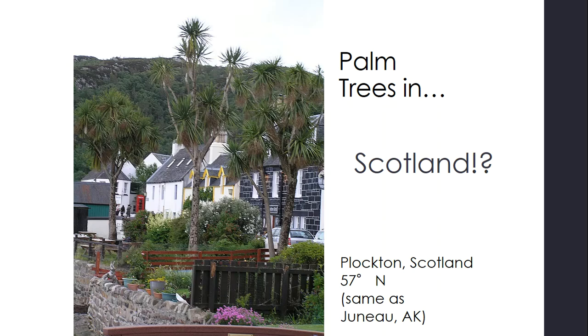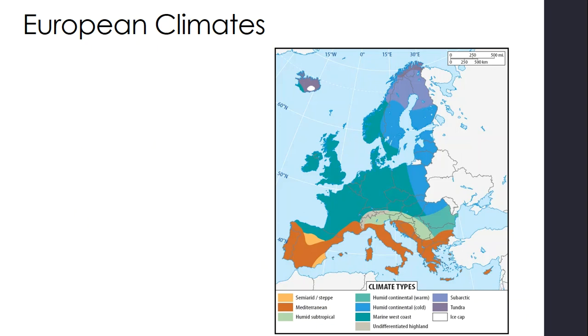So because of this humidity, air and warm water, you can get palm trees in Plockton, Scotland, which is the same latitude as Juneau, Alaska. Palm trees are not native to this area of Scotland, but it does not freeze there, and so they're able to live because of that temperate climate. It's certainly not warm, warm there, but it is not freezing there.